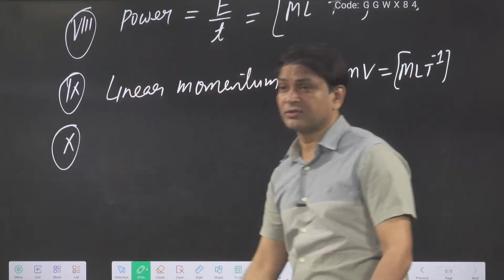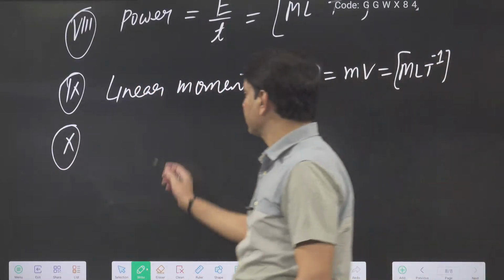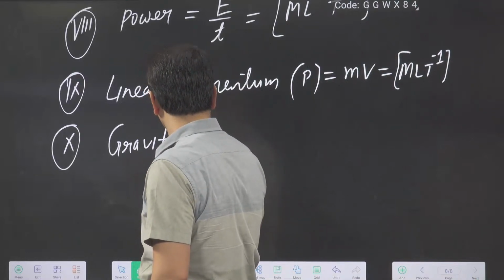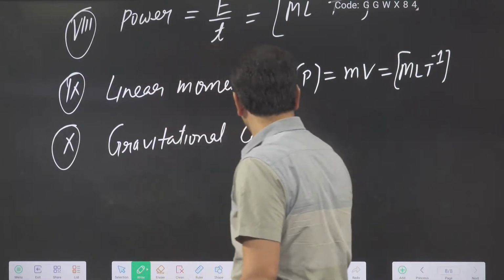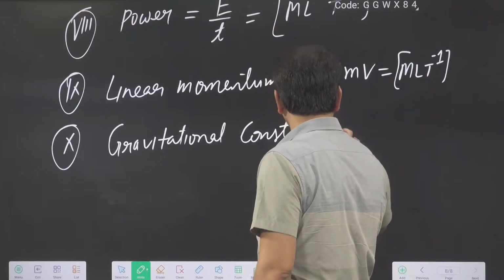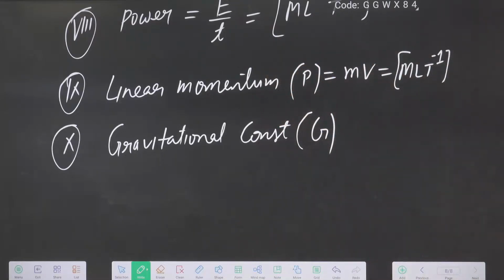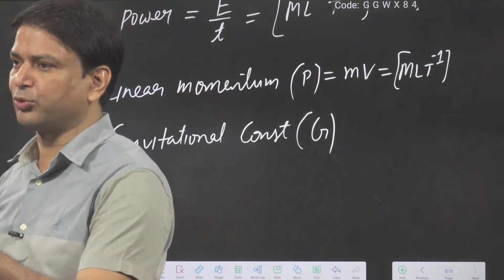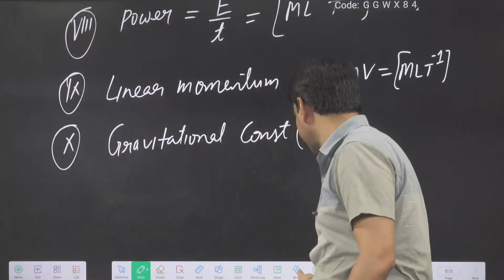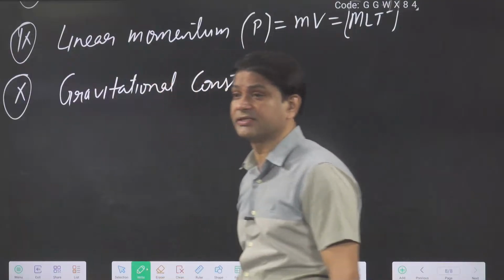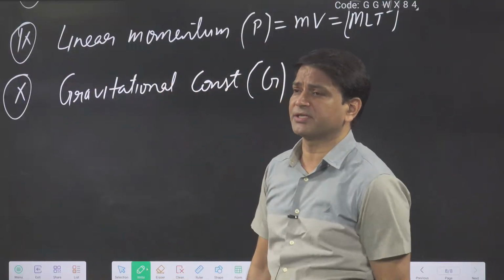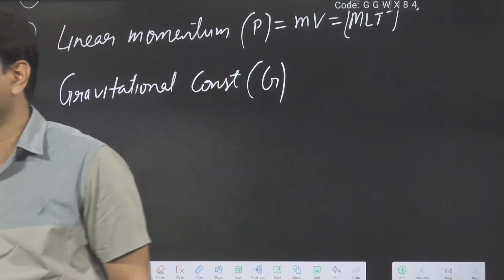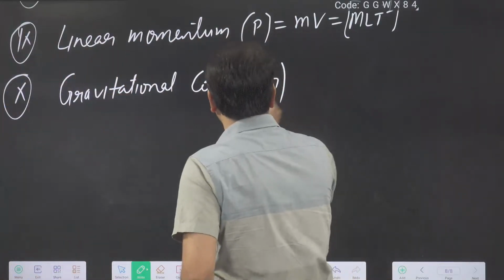Next, this also we expect that you have to remember: gravitational constant, capital G. So for the capital G, simplest formula is what? Newton's law of gravitation, F is equal to G m1 m2 by r square. By using that, we can get the dimension of capital G, but try to remember this dimension because they are giving it in so many problems with the combination of different quantities. Okay. So how we can find G dimension?